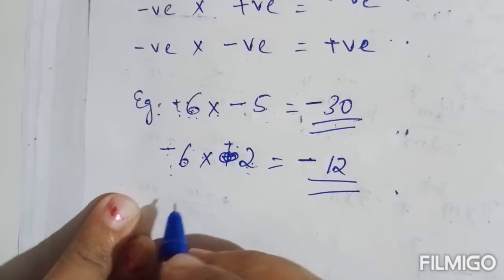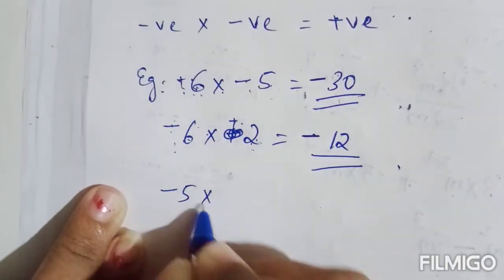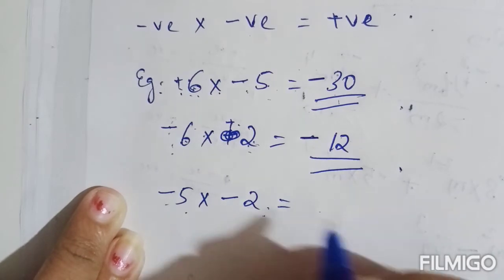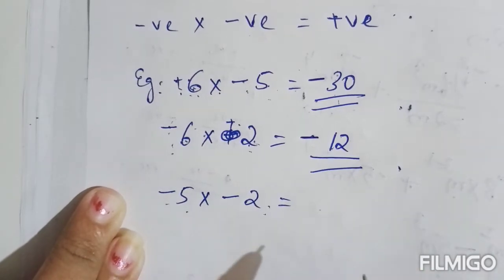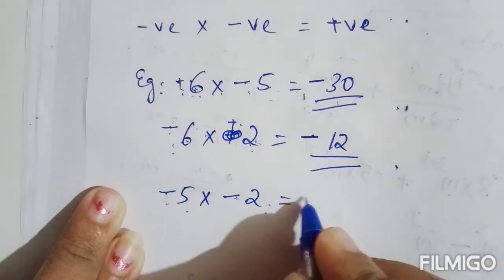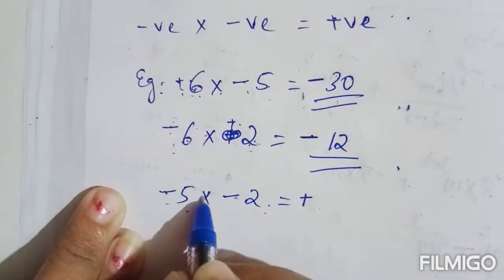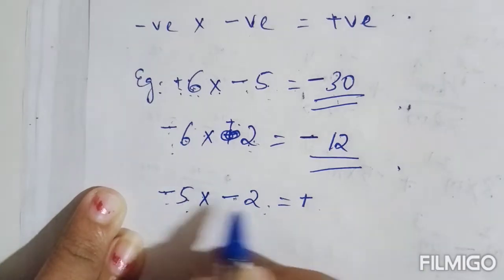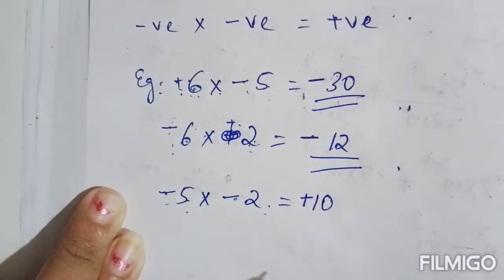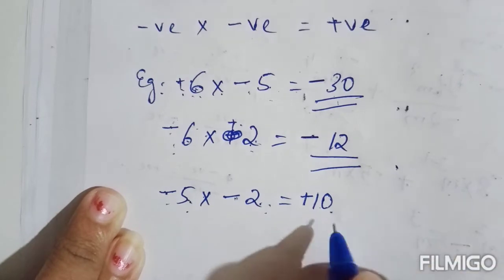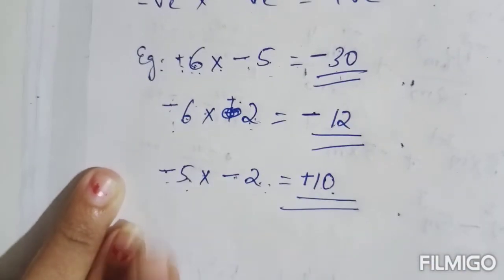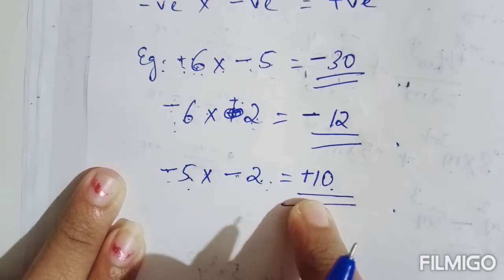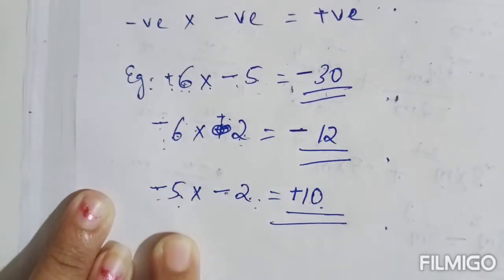Okay. Now minus 5 into minus 2. Two negative numbers if you multiply means you will get a positive number as answer. Negative into negative, it is positive. 5 into 2, it is 10. So positive 10 will be the answer. Minus 5 into minus 2, the answer will be positive 10. This is in case of multiplication.